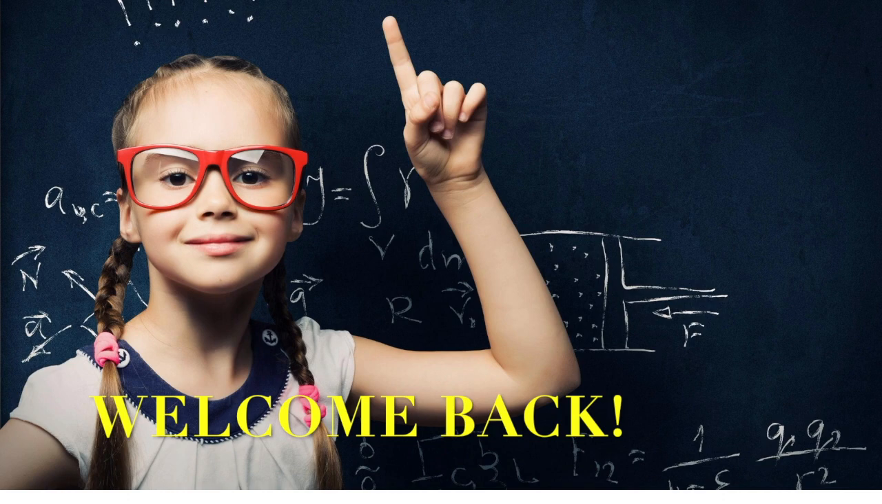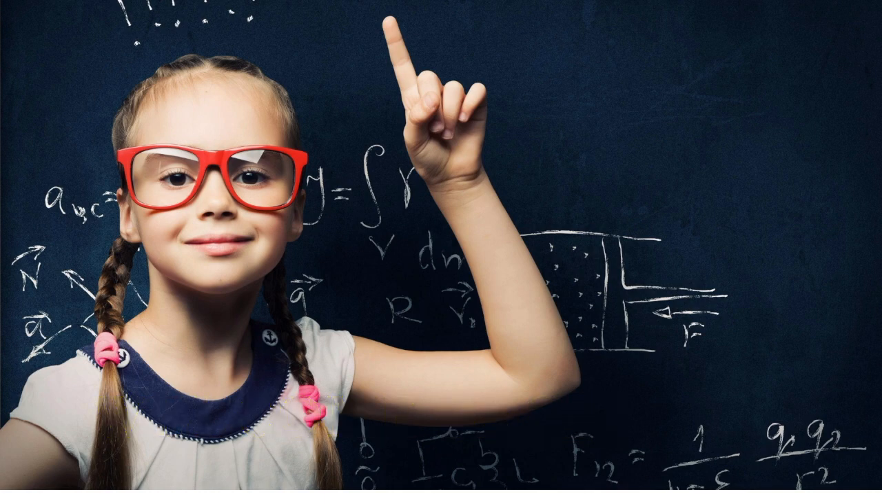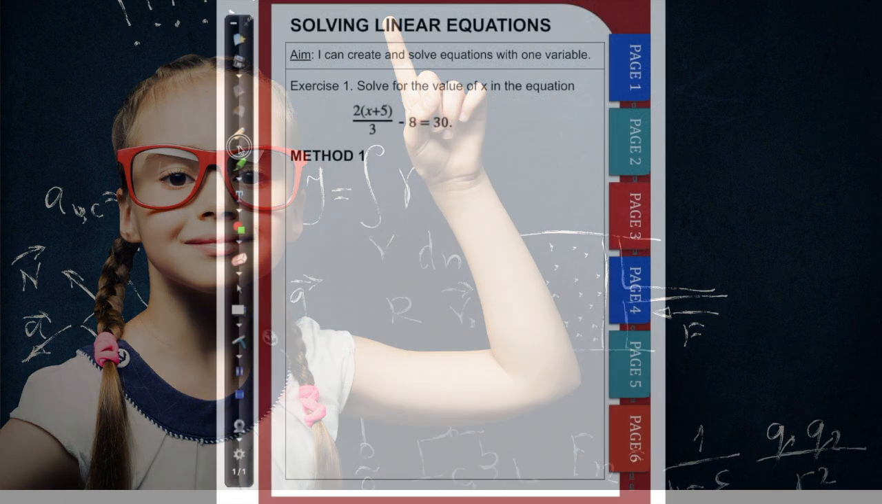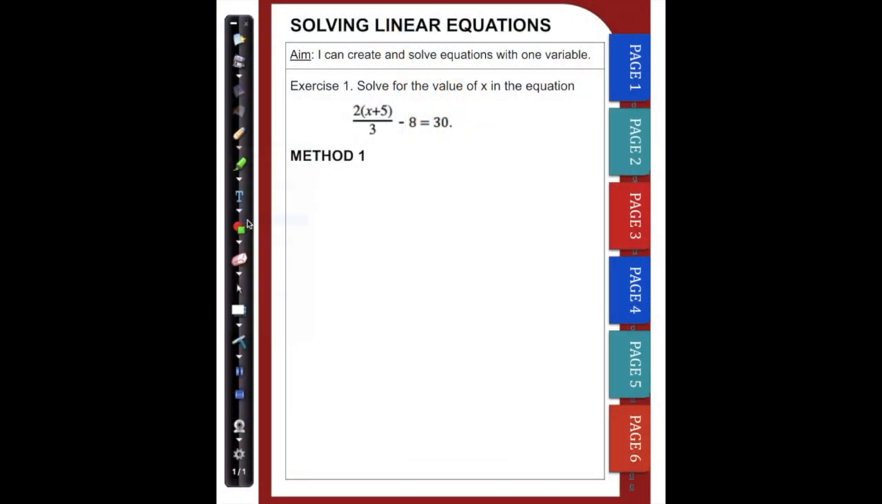Welcome back! Today we're going to learn how to solve simple linear equations and how to use those equations to solve real-life applications. Our first exercise: solve for the value of x in the equation 2 times quantity x plus 5, all over 3, minus 8 is equal to 30.